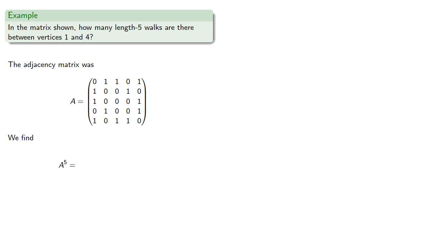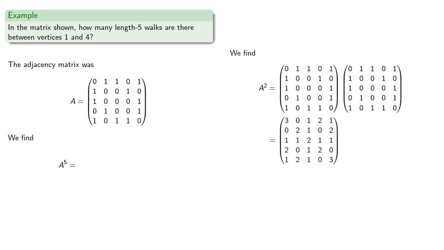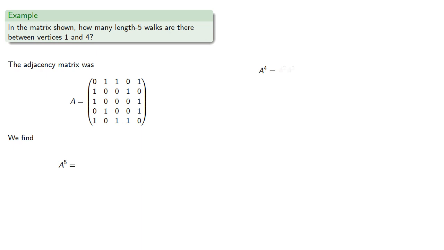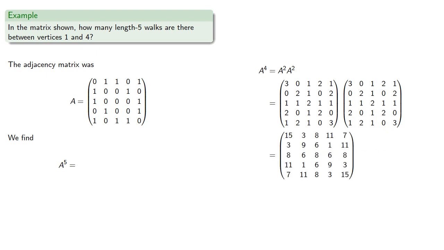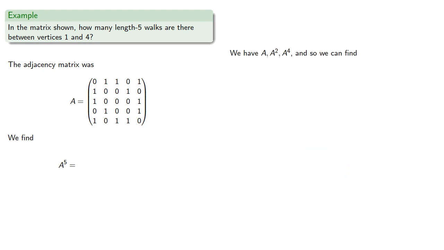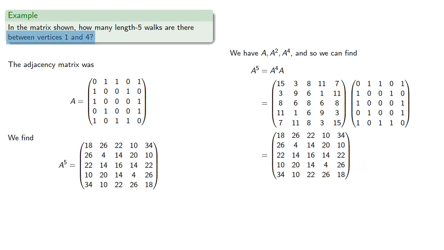So we find A squared, that's A multiplied by A, which gives us, now A to the fourth will be A squared times A squared, and so we find, now we have A squared and A to the fourth, so now we can find A to the fifth, which will be A to the fourth times A, which will be, and now we want a length 5 walk between vertices 1 and 4, so we find the A14 entry, which is 10, and so there are 10 length 5 walks between vertices 1 and 4.